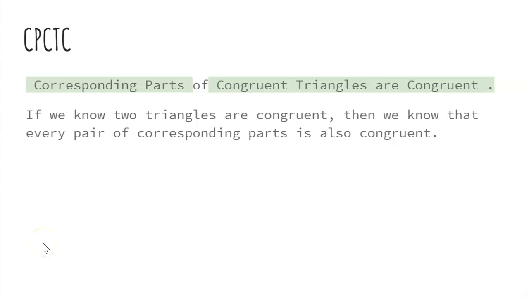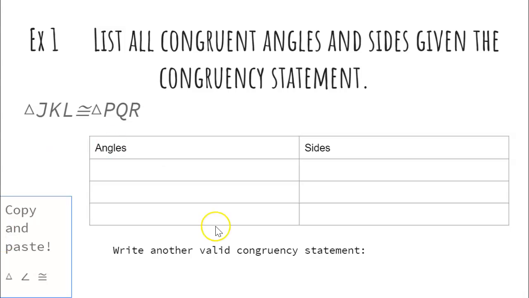All right, so if we know that both triangles are congruent, then we know that every pair of corresponding parts is also congruent. And we're going to say corresponding parts of congruent triangles are congruent, which is just CPCTC. All right, so go ahead and copy that down. Pause the video if you need to. We're going to go ahead and take a look at our first example.